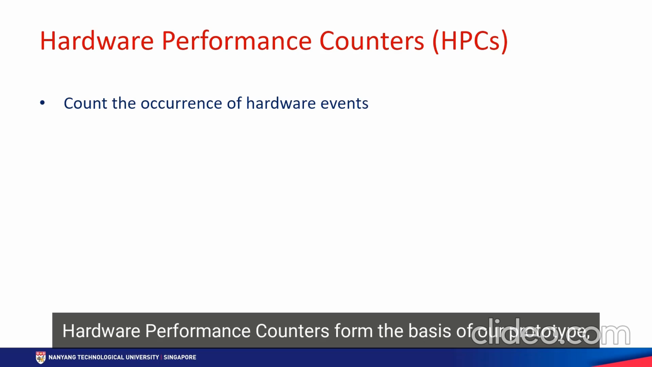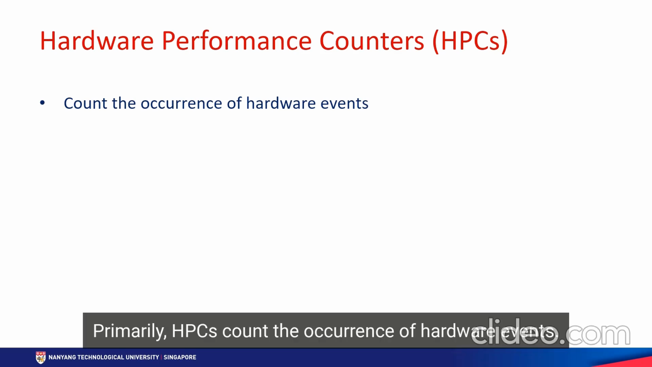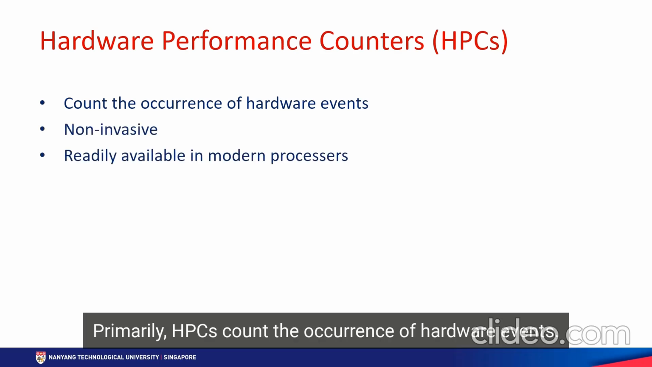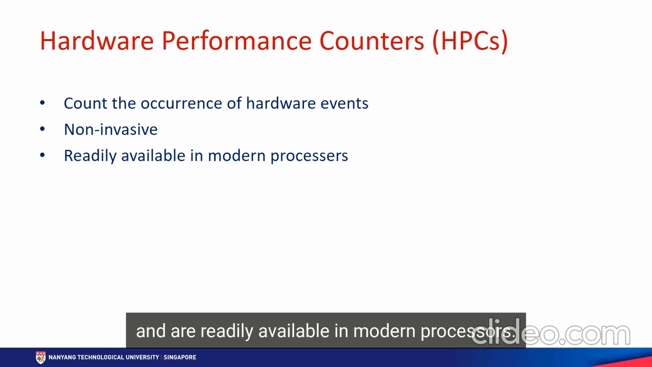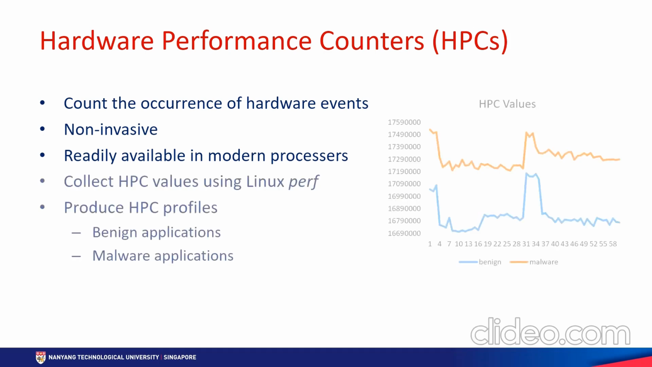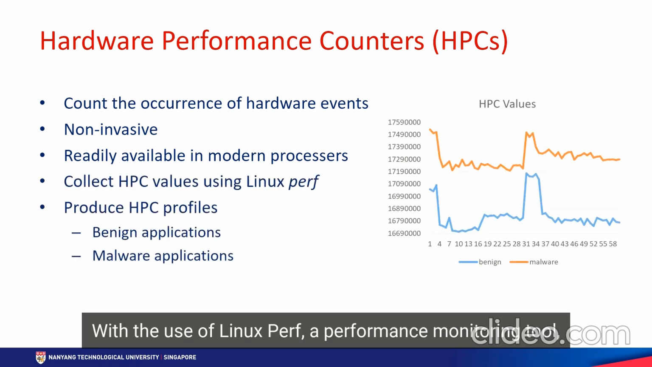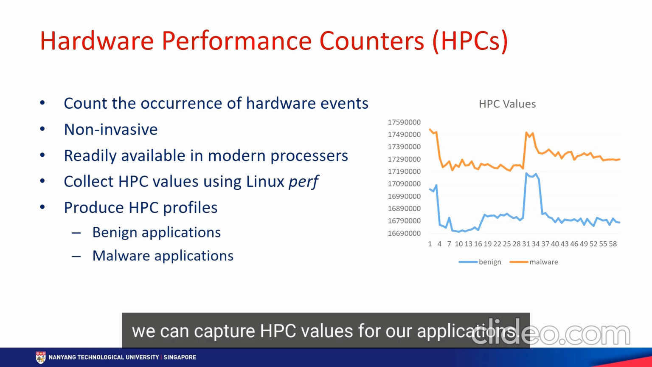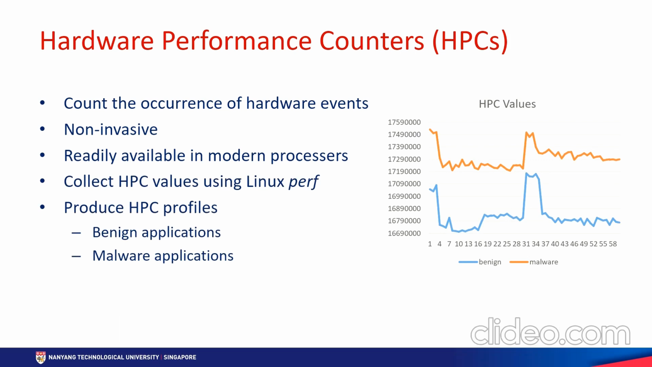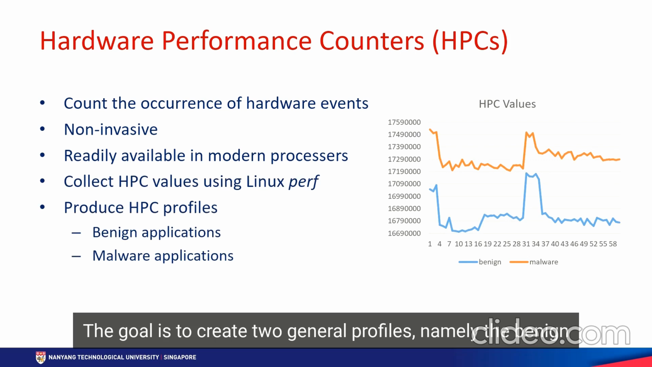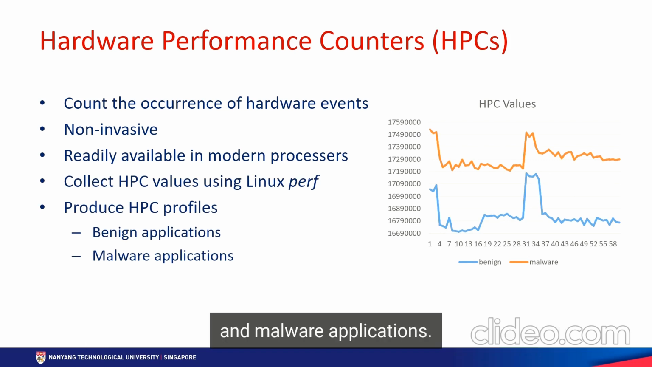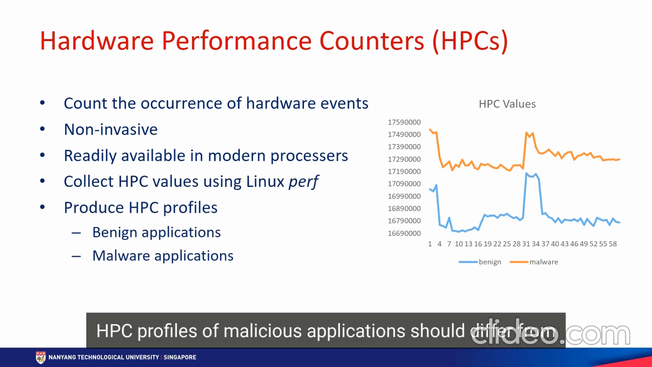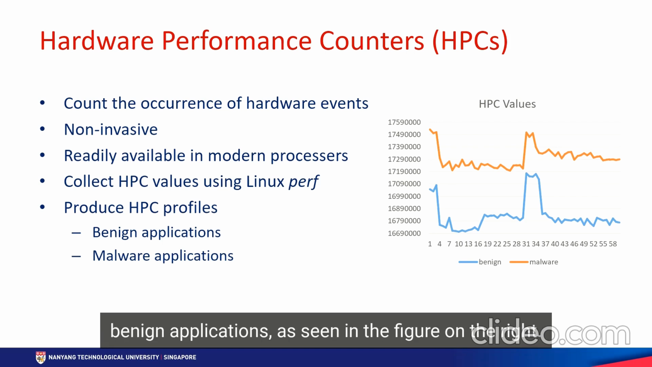Hardware performance counters form the basis of our prototype. Primarily, HPCs count the occurrence of hardware events. In addition, HPCs are non-invasive to running applications and are readily available in modern processors. With the use of Linux Perf, a performance monitoring tool, we can capture HPC values for applications. The goal is to create two general profiles, namely the benign and malware applications. HPC profiles of malicious applications should differ from benign applications, as seen in the figure on the right.